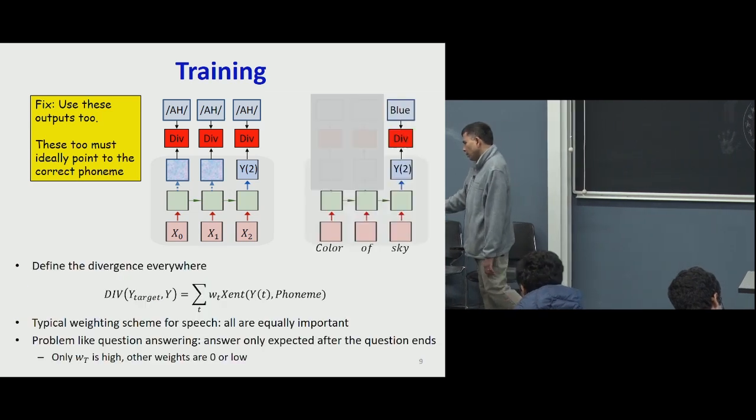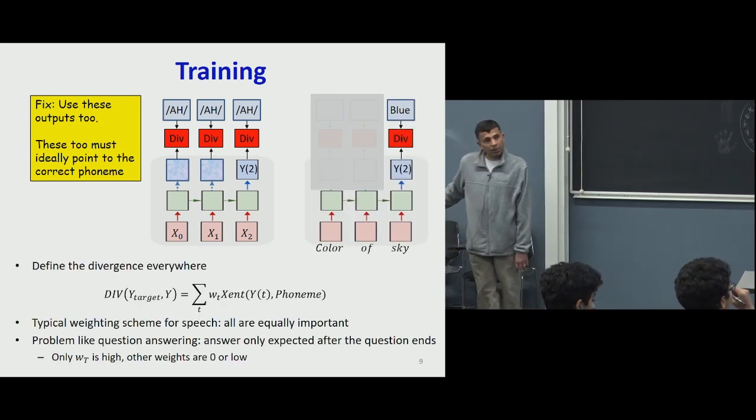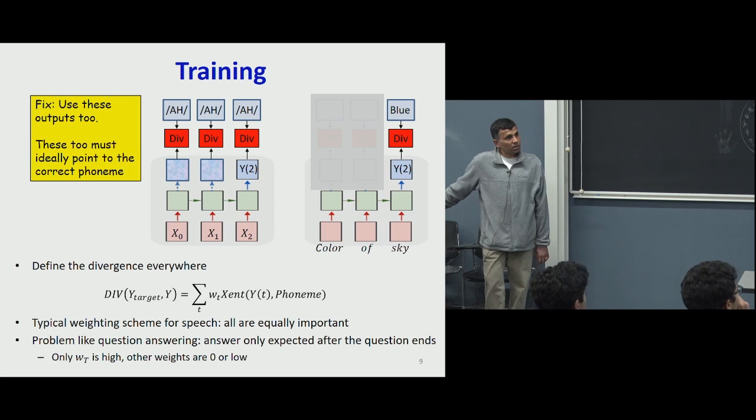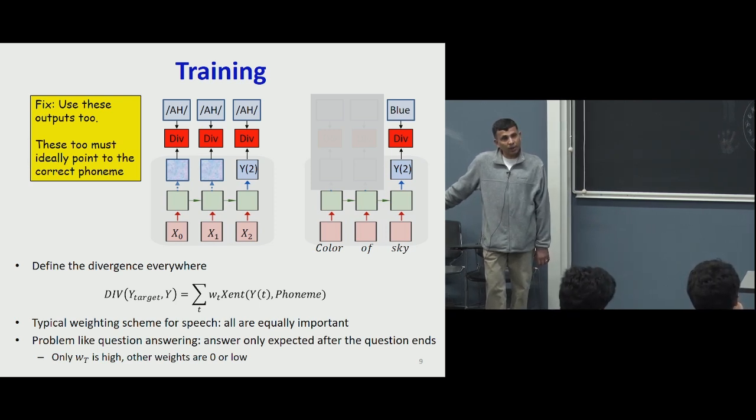So the weights, of course, would depend on the problem. If you are doing something like speech recognition, it's reasonable to assume that all the weights are 1. If you're doing something like question answering, it is not reasonable to assume that the answer must be provided before the question is complete. So in this case, the weights are going to be biased towards the end.